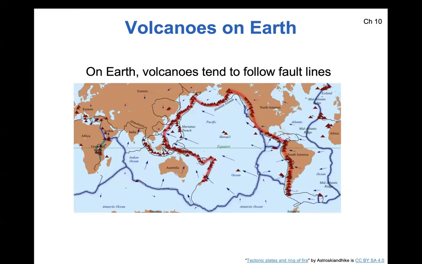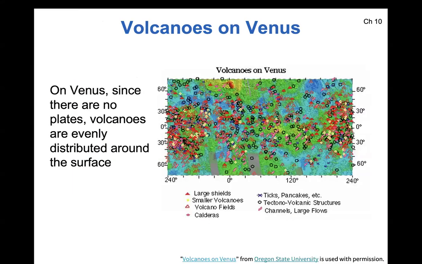Okay. So on Earth, volcanoes tend to follow fault lines. On Venus, since there are no plates, volcanoes are evenly distributed around the surface. Until recently, these were all thought to be dead volcanoes. Now, that said, there's a lot of them. There's a lot of volcanoes on Venus. It was just, like I said, the conventional knowledge, the conventional logic that they were all dead volcanoes, and most of them probably are.